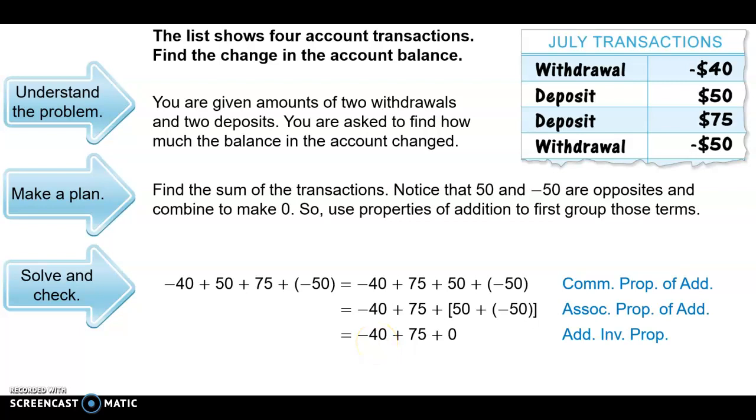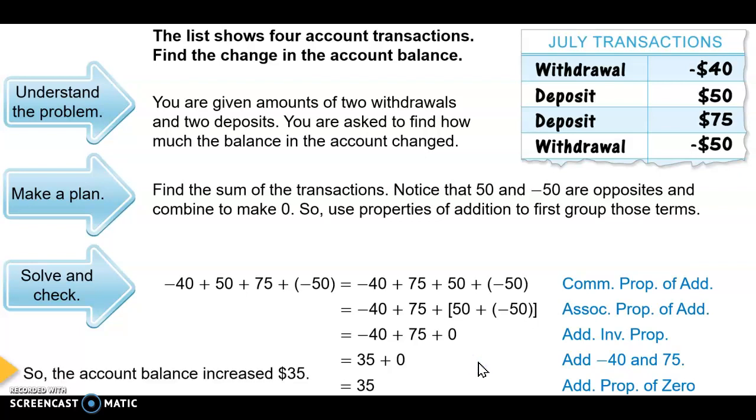Since they are different signs, you subtract. And you have more positives, so you end up with a positive 35. So your increased balance is $35, which would be good, so you can go out and buy me some.